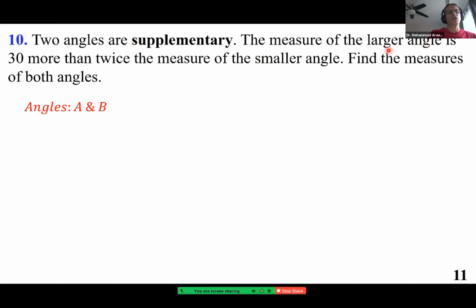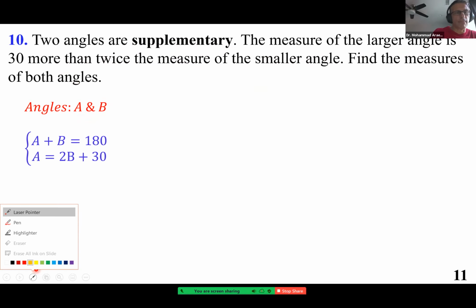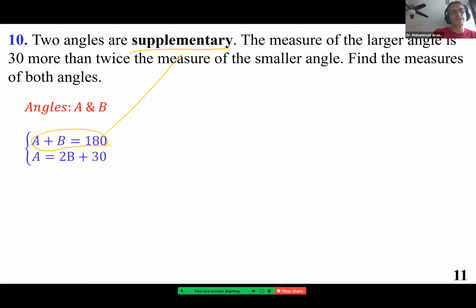The measure of the larger one, let's assume A is the larger one, is 30 more. That means 30 plus twice the measure of the smaller one, 30 plus 2b, or 2b plus 30. So again, in this case, this means this. Substitution will do the job. Replace the A with 2b plus 30.